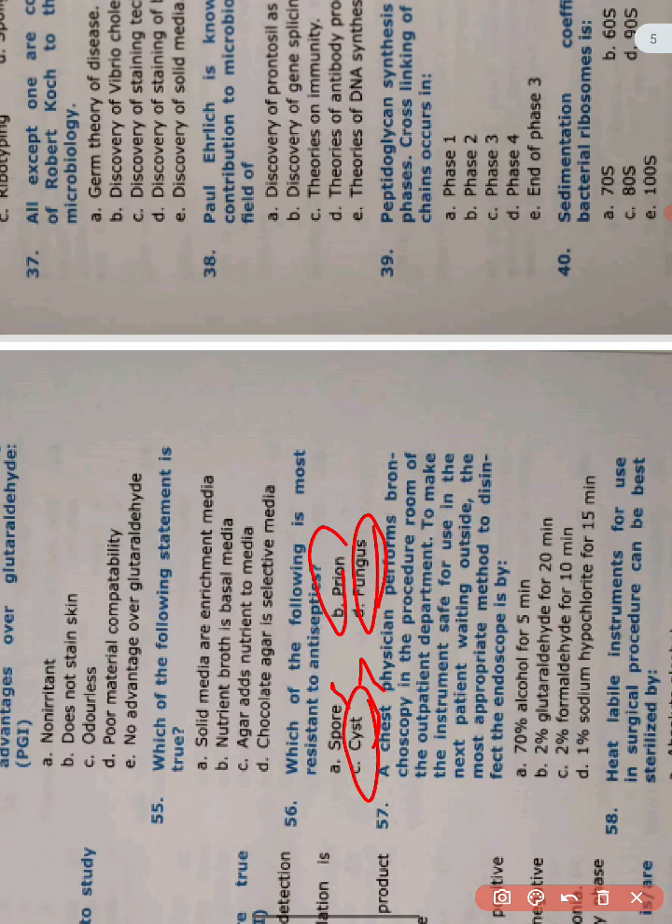A chest physician performs bronchoscopy in the procedure room of the outpatient department. To make the instrument safe for use in the next patient waiting outside, what do you have to do?